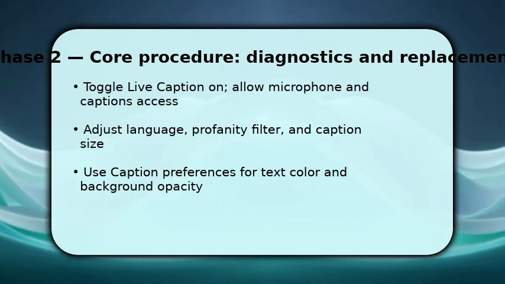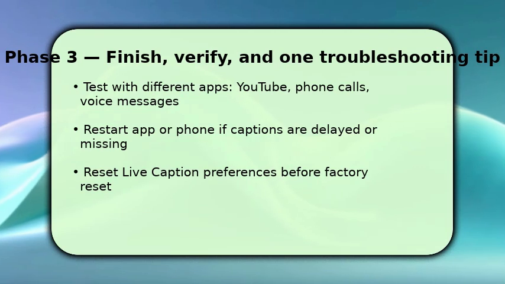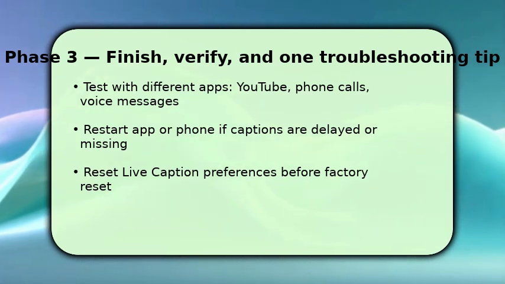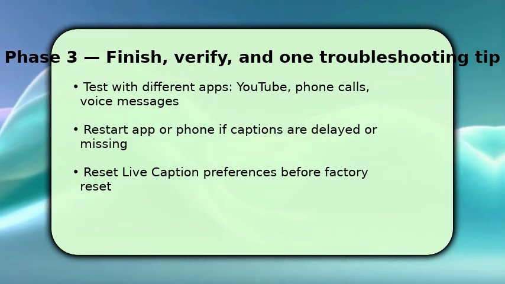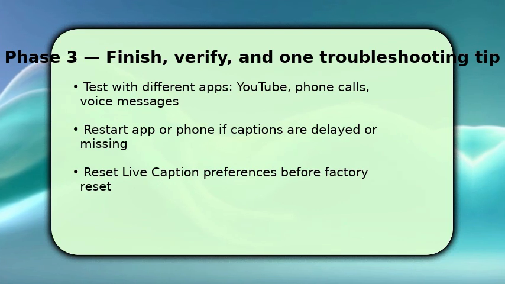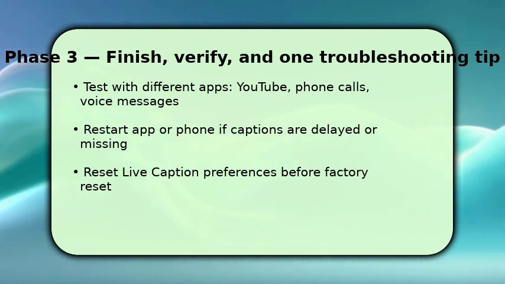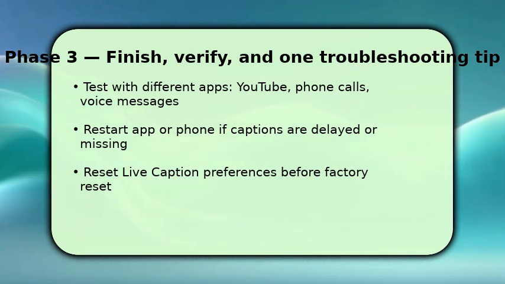To finish, test live caption across apps. Play a YouTube clip, a voice message, and a call recording so you confirm behavior everywhere. If captions are delayed or missing, first restart the app. If that fails, reboot the phone to clear audio processing caches. Make sure no third-party audio effects are interfering.